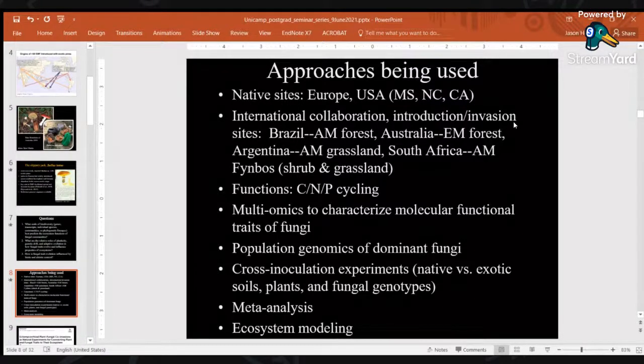We are looking at functions, especially focusing on carbon, nitrogen, and phosphorus cycling, using multi-omics at different scales of molecular biology to characterize molecular functional traits of fungi, population genomics of dominant fungi, cross-inoculation experiments testing genotypes of native and exotic populations of plants, fungi, and environments in native and exotic environments, meta-analysis, and ecosystem modeling. Putting all of these together, we have the potential to make significant advances in answering some of these questions. But this work requires collaboration. This system and these kinds of questions inherently lend themselves to international collaboration, and that's an important part of what's going on.